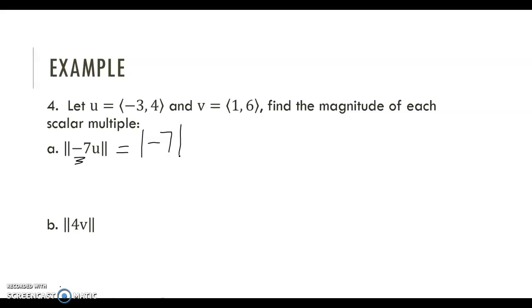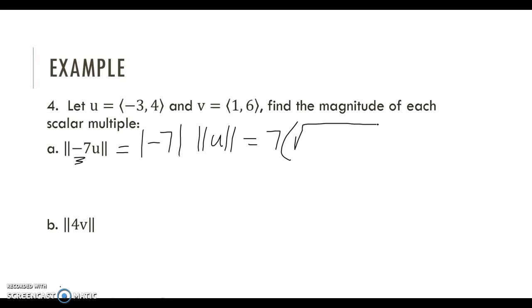So in this case, we're going to take the absolute value of -7, and then we're going to find the magnitude of just vector u. So the absolute value of -7 is 7, okay? Again, the reason we want that is because we're finding a length, and a length is not going to be negative. And then we're going to find the magnitude of this vector u by using that distance formula I showed you on the last video.